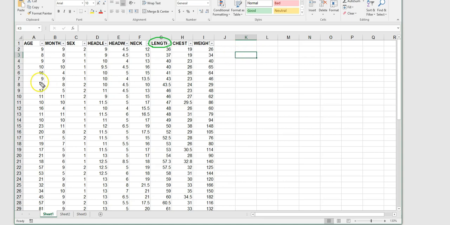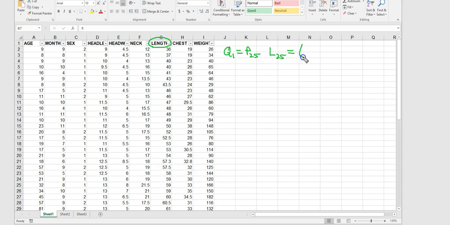Now for Q1, we first of all remember that that's equal to P25, so we need to calculate this L25. Now we have 54 rows of data, so the n is 54 plus 1, and then we multiply that by 0.25, or 25 over 100. And when we do that, we get 13.75.